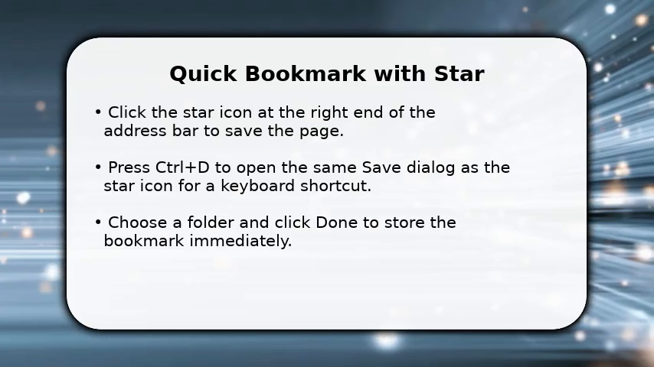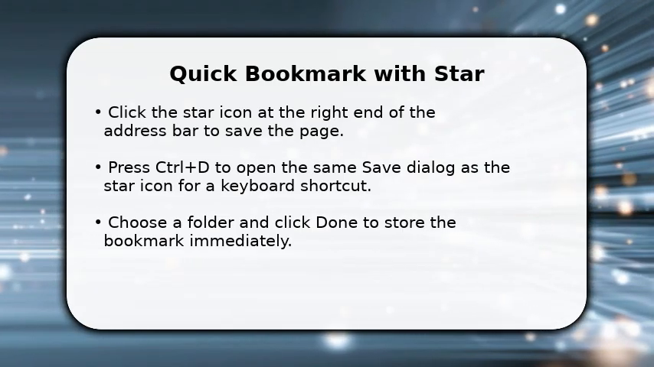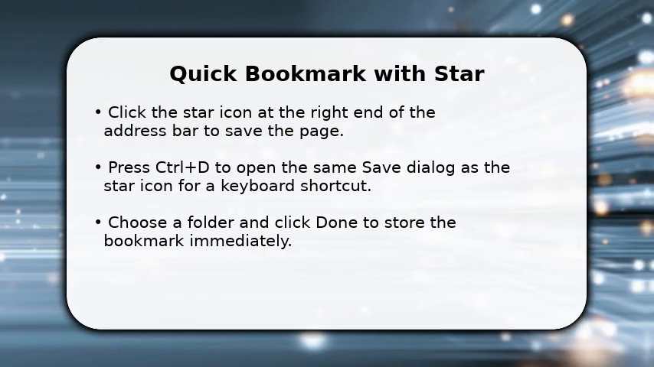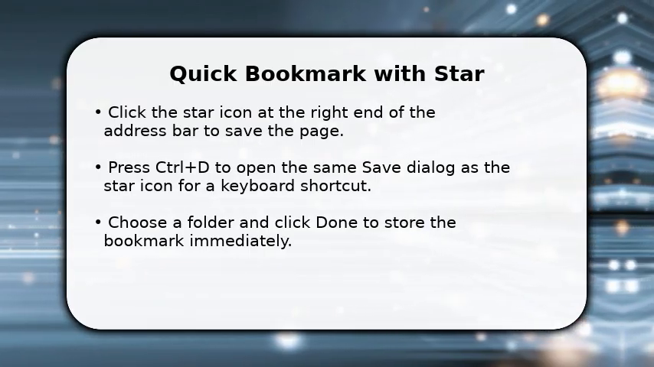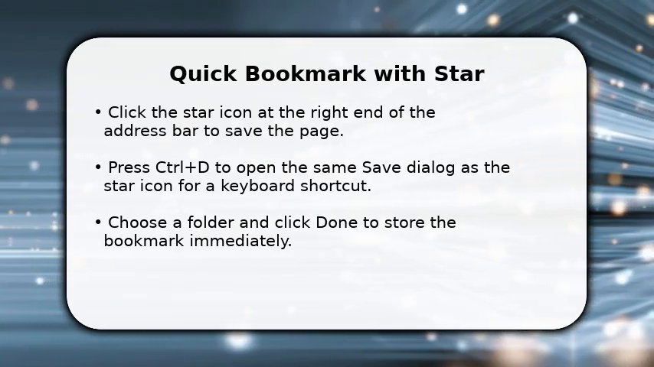Enjoy the video. To bookmark a page quickly in Chrome, focus on the address bar and click the star icon at the right end of the bar. That opens the Save dialog where you can name the bookmark, pick a folder such as Bookmarks Bar or other bookmarks, and click Done to store it.